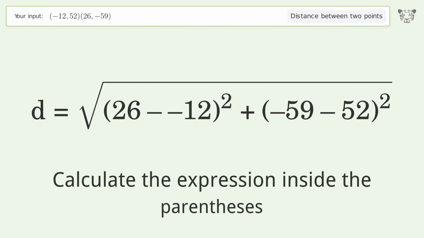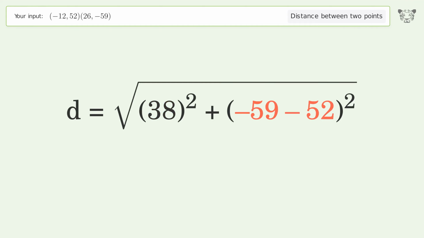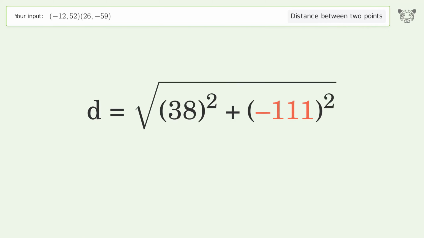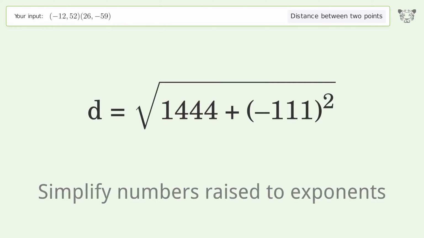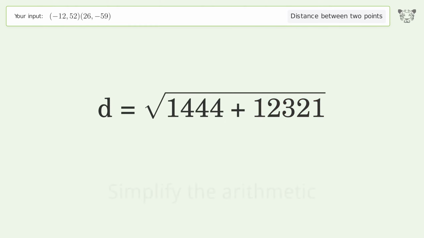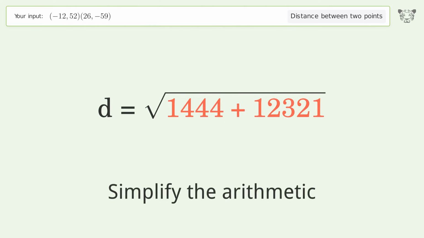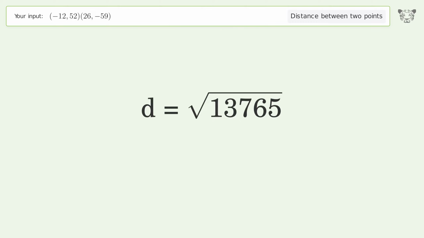Calculate the expression inside the parentheses. Simplify numbers raised to exponents. Simplify the arithmetic. And so the distance between the 2 points is the square root of 13,765 or 117.324.